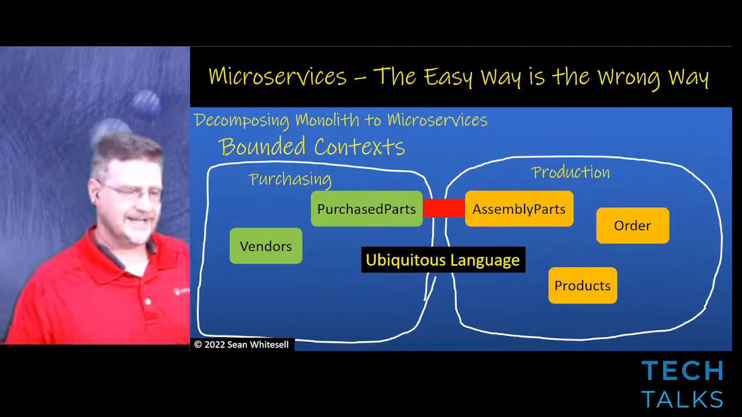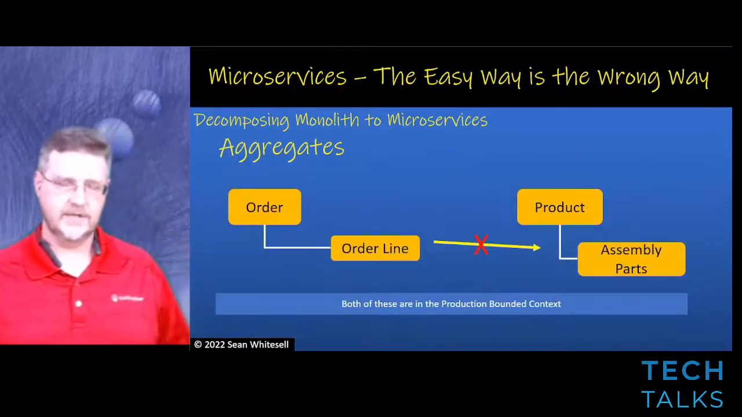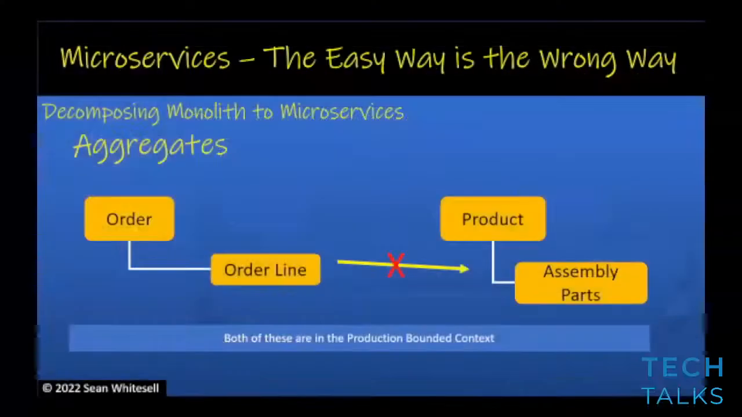And now I'm looking at class level details. So now I have a class called order, and it has another class, order line, and the order has a collection of order lines. And a product class has another class called assembly parts, and there's a relationship there so that the product has a collection of assembly parts.